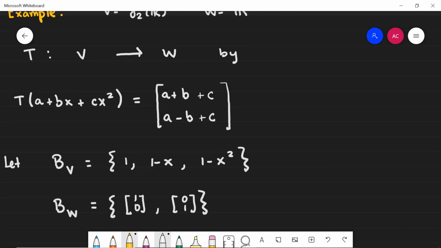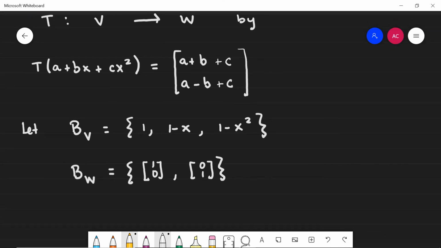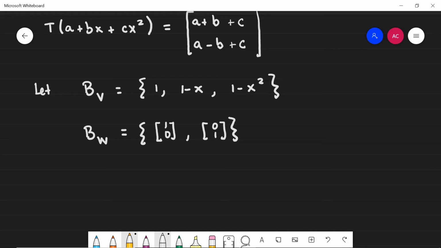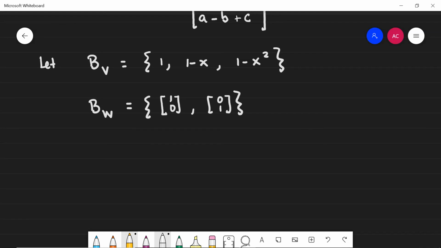Okay. So there, I've chosen my bases for V and for W. All right. So what do I have to do now? I have to build the matrix representation of this map with respect to these fixed bases that I've chosen. Remember, how do we define it? It's quite easy to define.